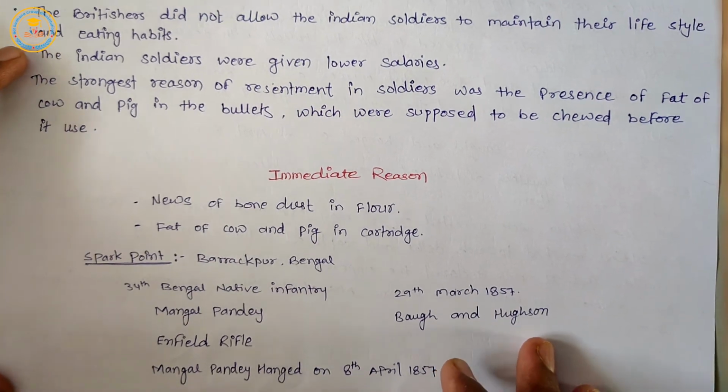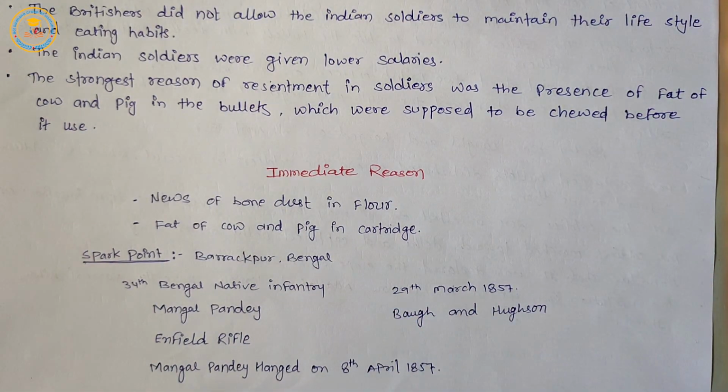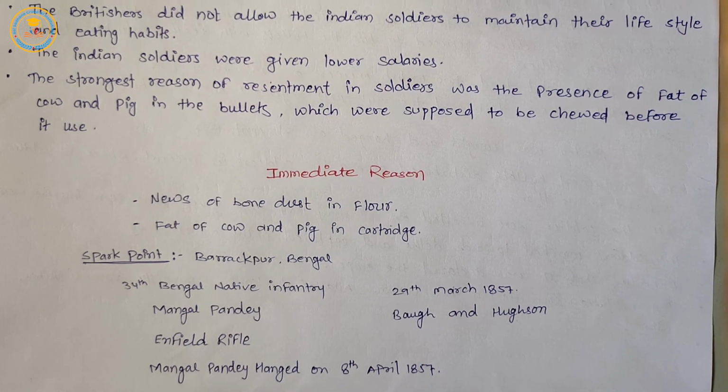These are all the reasons for the starting of the revolt of 1857. So these are political reason, social and religious reason, economic reason, military reason, and immediate reason.